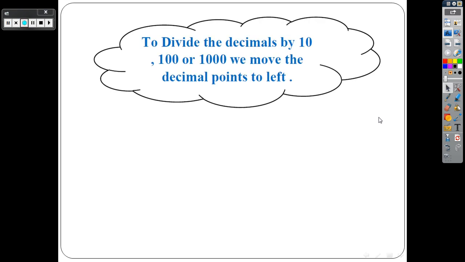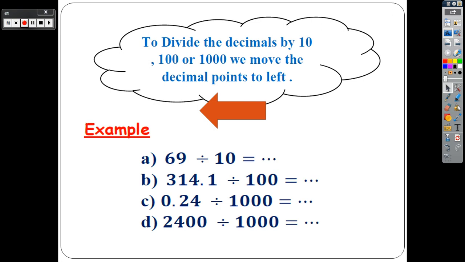Now look at this example and go to the next rule. This rule says that if you divide a decimal by 10 or 100 or 1000, we move the decimal point to the left. So in dividing we move the decimal point to the left, but the digits move to the right. Now look with me, how can the decimal point move to the left in these examples?